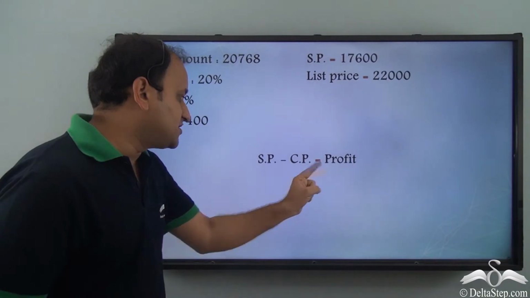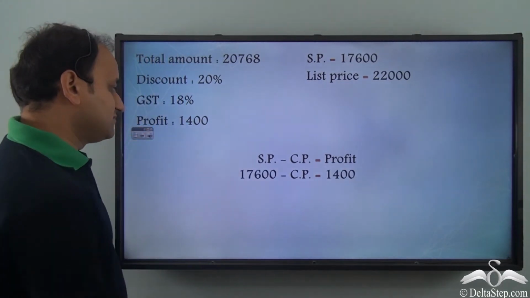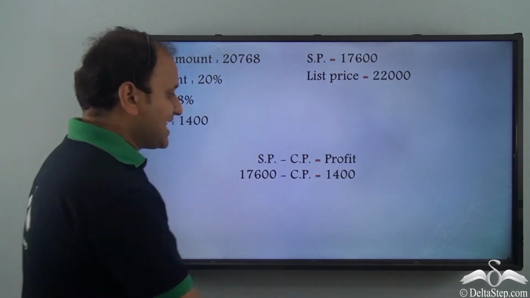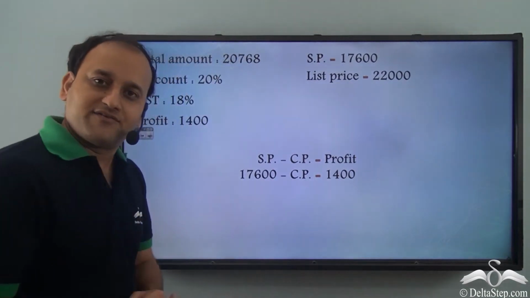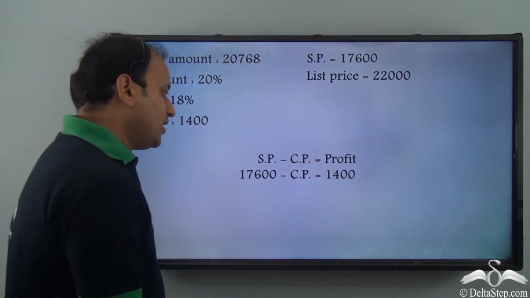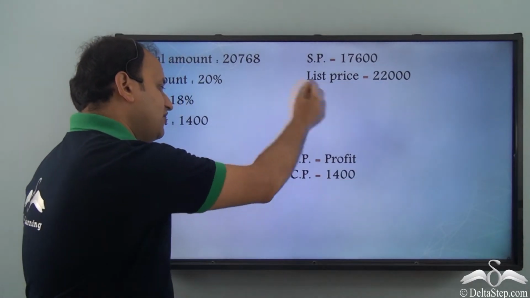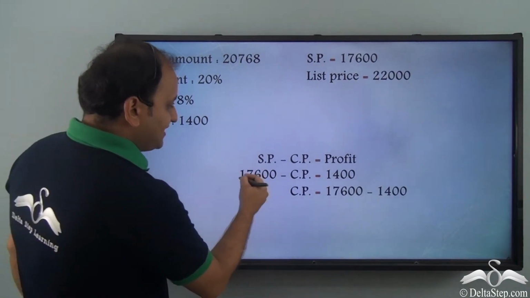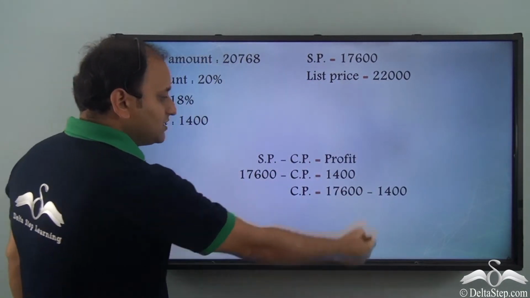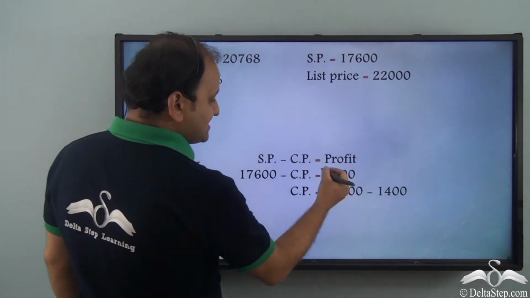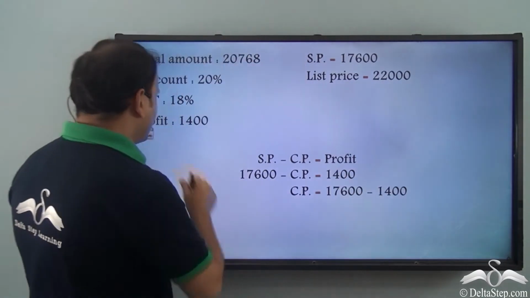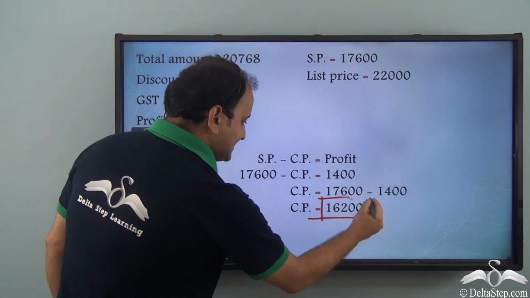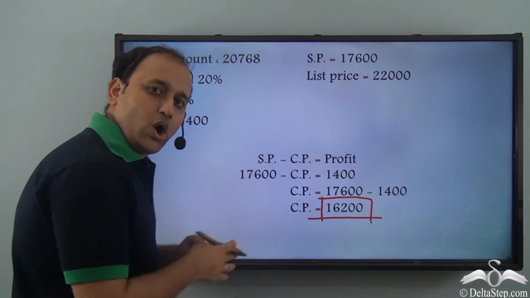Now if we substitute the values here, what do we get? SP is 17,600 minus CP, which is not known to us, and the profit is 1400. Now what do we do? Well, we bring CP on one side and we bring profit on the other. So CP is equal to 17,600, 1400 comes here, so it is minus 1400. Now 17,600 minus 1400 is 16,200, and this is the CP or cost price.